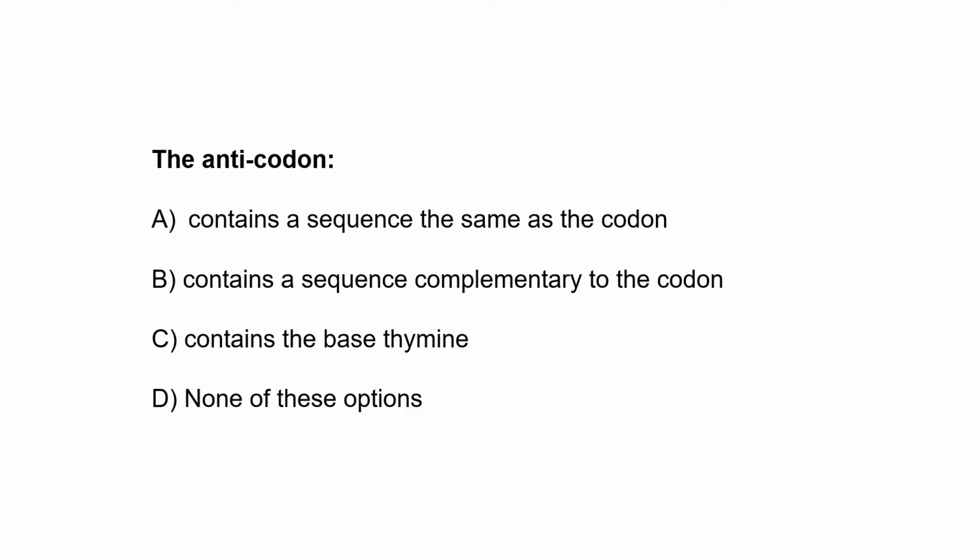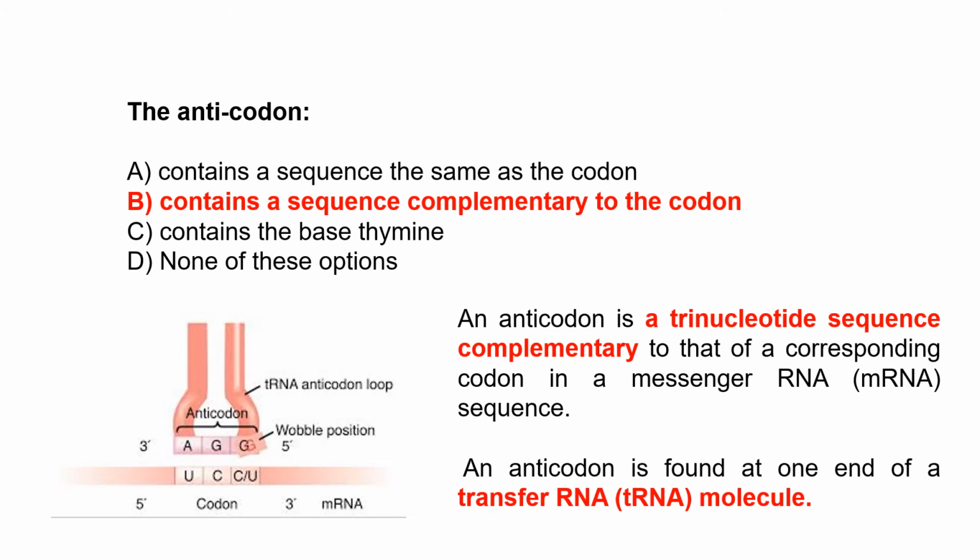Okay, this one is also a very basic question, and I'm asking you what is an anticodon. So please read this, and in the next slide, I will show you a schematic to make it clear. So I'm sure that all of you know that the answer is B, that an anticodon contains a sequence complementary to the codon. So here, if you see this schematic, you have the RNA, the anticodon loop, and here you have the messenger RNA.